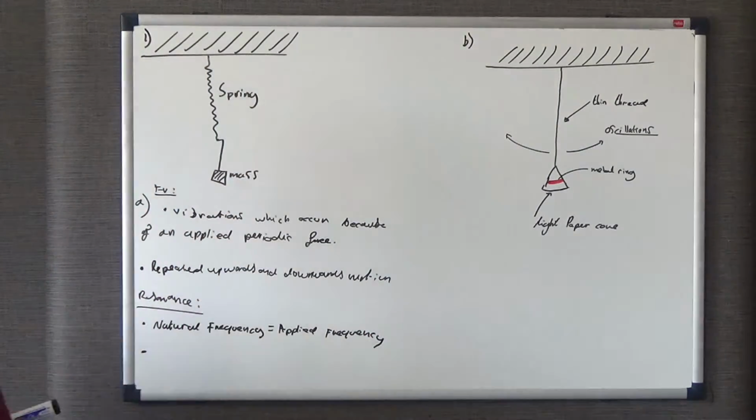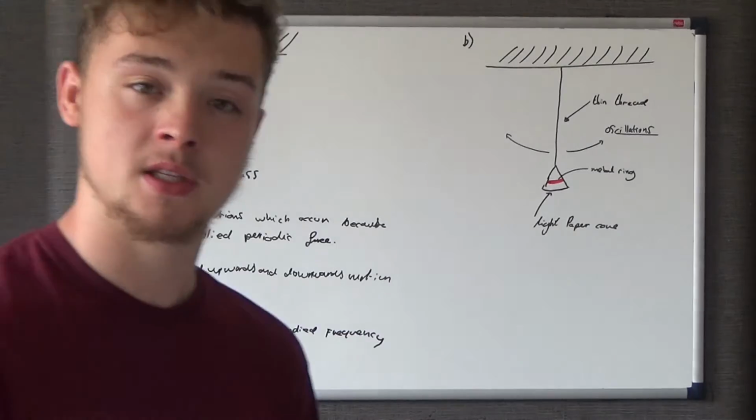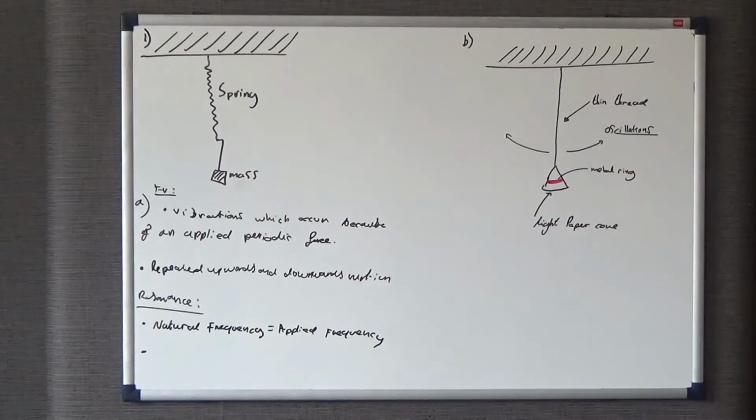Now, what else would you put for resonance? Because that appears to be everything. But as we know, this is 4 marks, so you need to put 2 points in each definition to get the 4 marks.